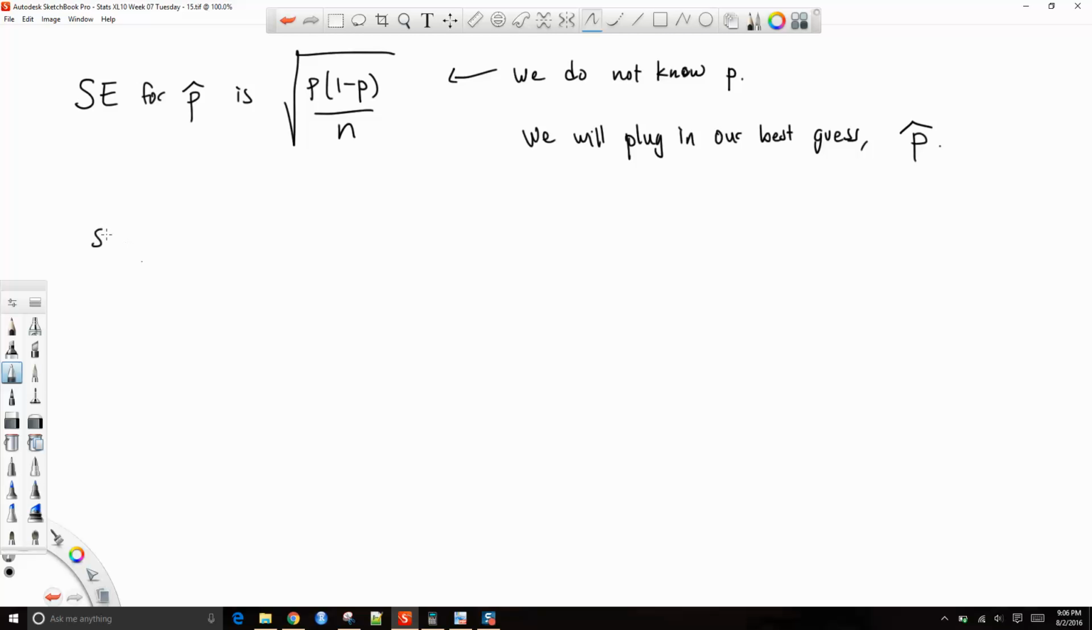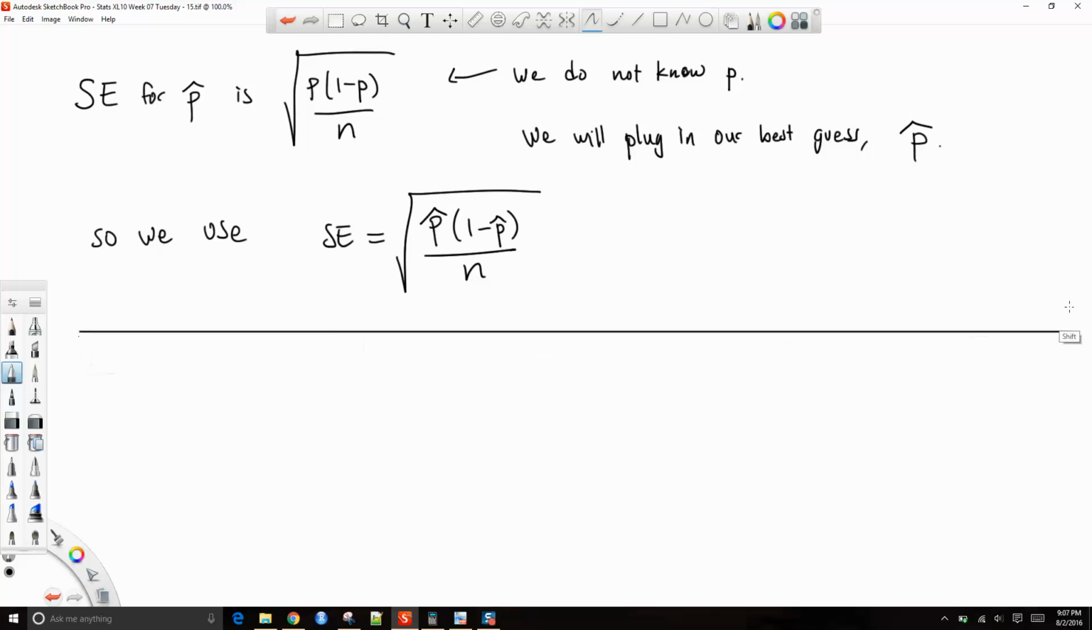Okay, so we use the standard error equal to the square root of p hat times 1 minus p hat over n. We use this when we do confidence intervals because when we do confidence intervals, we don't know what p is. Okay, so putting this all together.